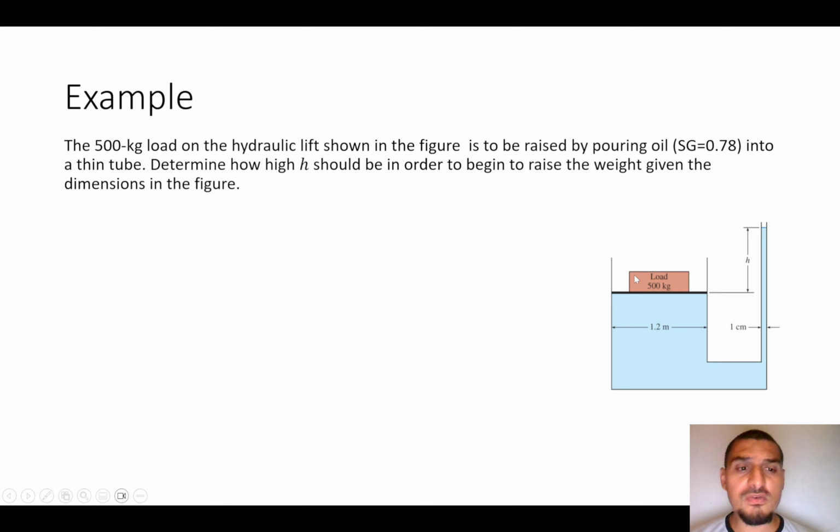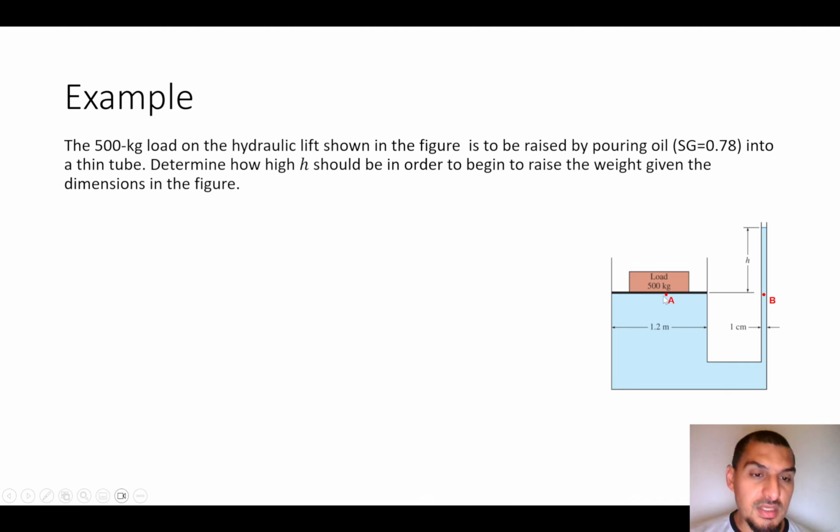Okay, so we have here a load of 500 kilograms, and we know the specific gravity of the fluid is 0.78, and that thin tube has a height h that produces a force that is enough to raise the weight, to push it upward. So we need to know what the height h is that would be enough to raise this load. Again, it's a fluid statics problem, and I think the main skill we need to acquire here is to know how to specify the points.